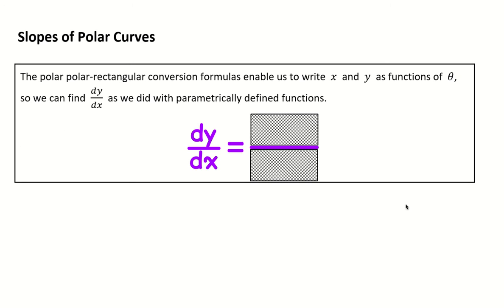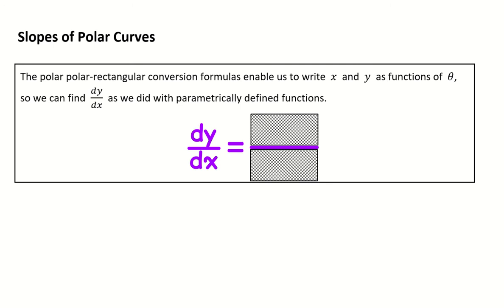So here we go. We start off with slopes of polar curves. That's calculus. Oh, and what looks like a typo ticks me off: "the polar, the polar rectangular." I don't think we need two polars. So the polar rectangular conversion formulas enable us to write x and y as functions of theta, like parametrically.